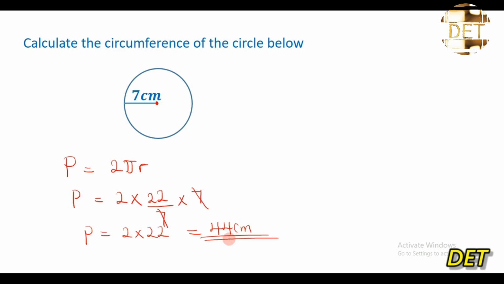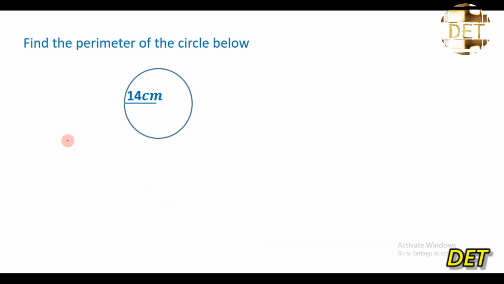Right? Yeah, that's very easy, right? So let's look at the next question here. Find the perimeter of the circle below. So perimeter of a circle, also known as the circumference, the formula is equal to what? 2 pi r, right? 2 pi r.